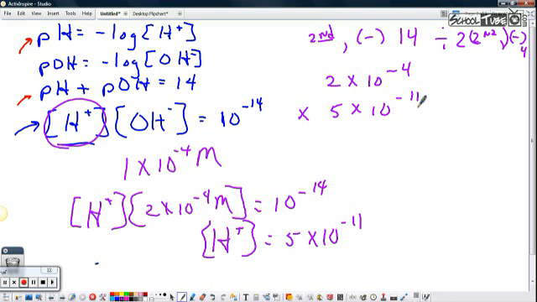All right. Do we understand that when we multiply exponents, we add, right? So it looks like that's going to be 10 to the negative 15, doesn't it? But it's not. And here's why it's not. All right? When I say 2 times 5, I get 10 times 10 to the minus 15. But that's not correct exponential notation, is it?